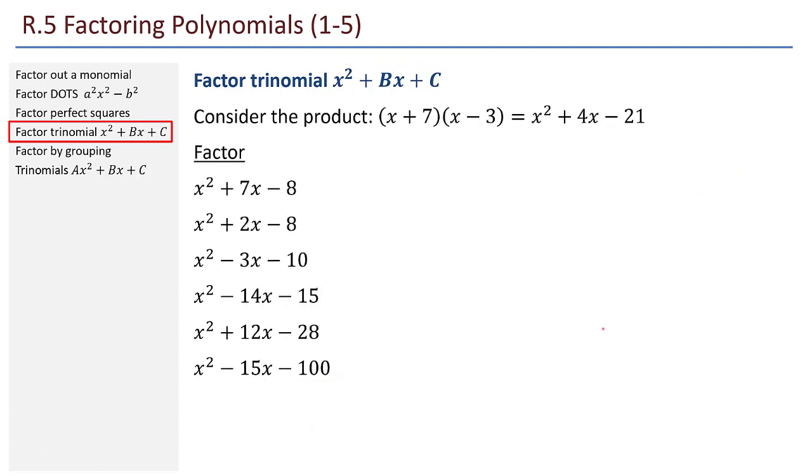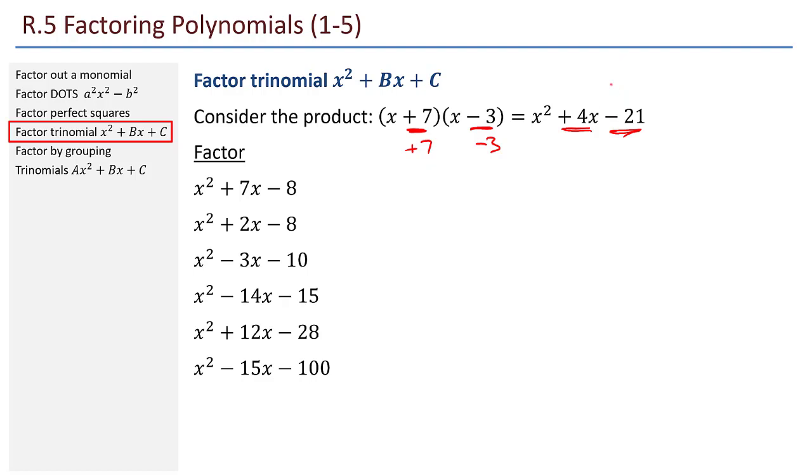So same theme, we'll do some more problems, but this time the big difference is instead of having plus plus, I have plus minus. How does that happen? Well, the product is now negative 21. Say I have a positive 7 and a minus 3. And with that positive 7 and minus 3, I get my positive 4. So it's like I'm adding 7 and subtracting 3.